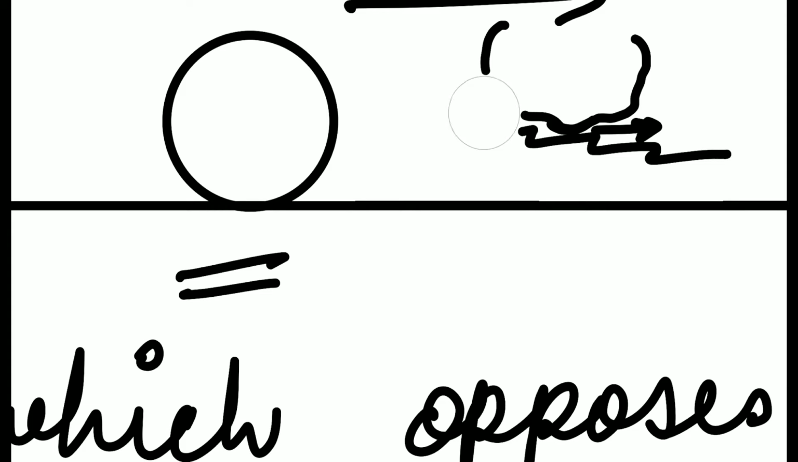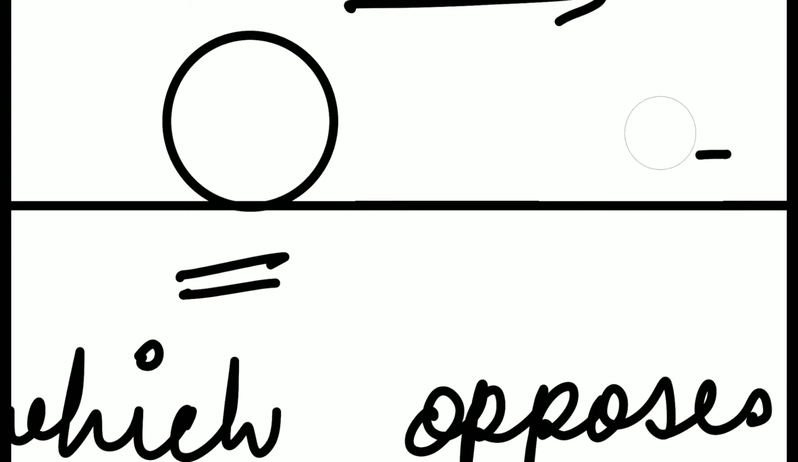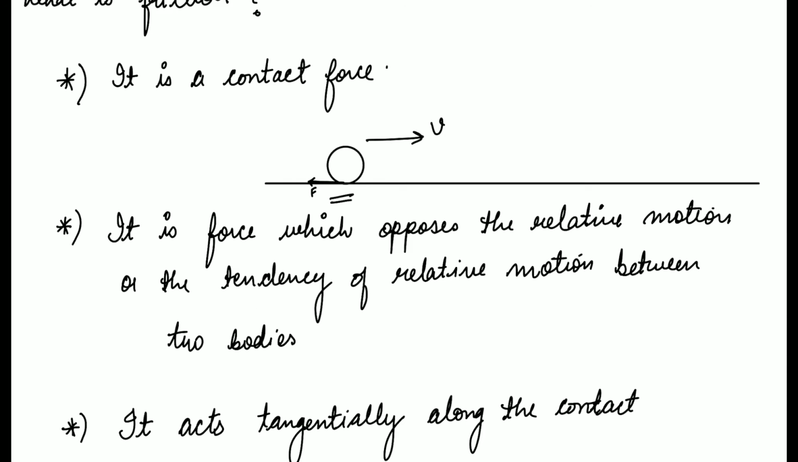Right? Because of that, the motion is basically opposed, and we call that force the frictional force, right? I hope you guys can understand. Very important point, it is a contact force. If there is no contact, there will be no friction. I hope you guys can understand that, right?